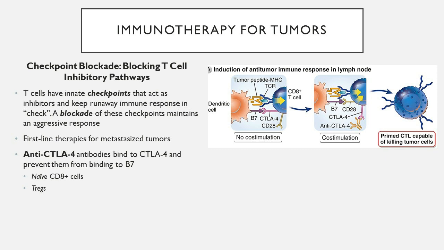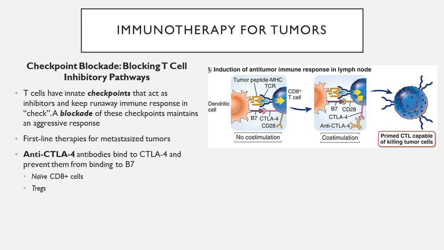And they're approved in part for first-line therapies for any metastasized tumors. As I said, again, chemotherapies and radiation treatments are quite ineffective against cancer cells that have spread beyond their site of origin, so checkpoint blockades are one of the first things you go to whenever you have a metastasized tumor. They're the first-line therapy for those.